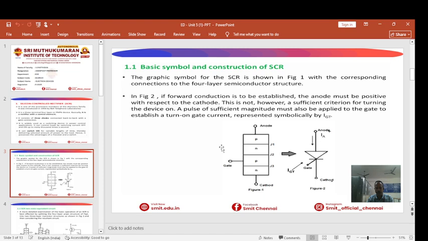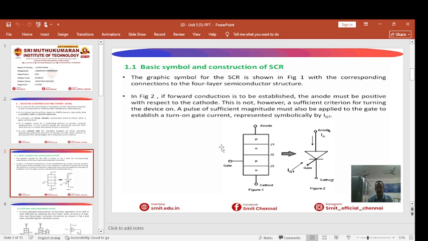You see the symbol of SCR, which resembles a diode with an additional terminal called a gate. Anode is the one where the current enters the device. Cathode is the one where the current leaves the device. Gate is the controller which controls the switching operation. The internal structure typically resembles two diodes connected back to back, forming PNPN. It has the three junctions J1, J2, J3.